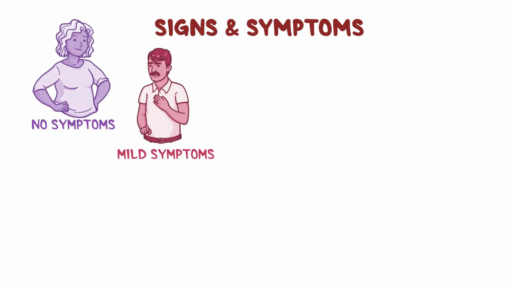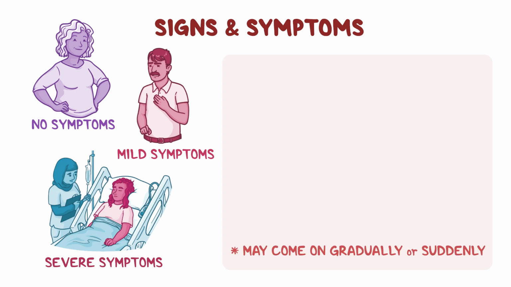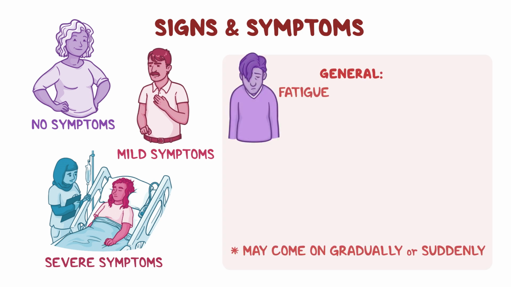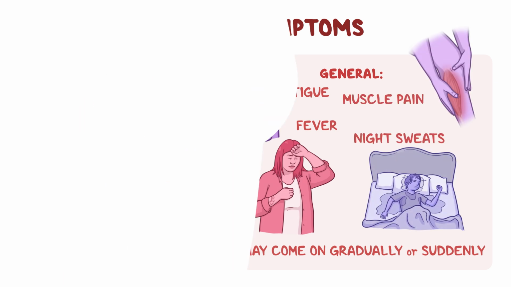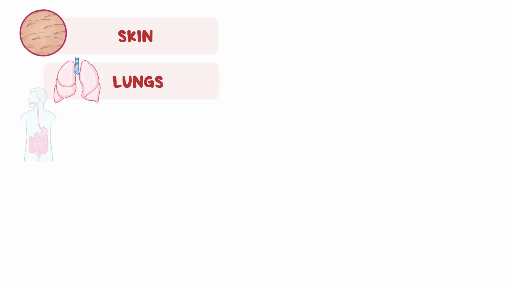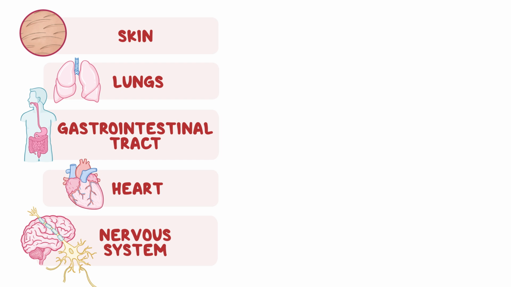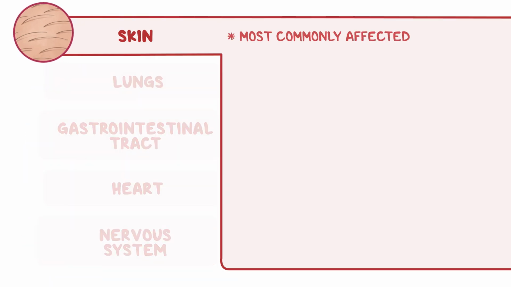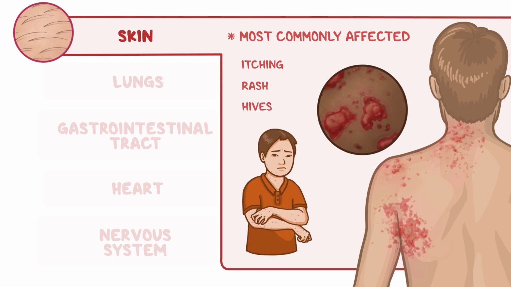Individuals with HES may have no symptoms, mild symptoms, or severe symptoms, like heart failure or stroke. Symptoms may come on gradually or all of a sudden. Symptoms may be general, such as fatigue, fever, muscle pain, and night sweats, or specific to the affected organ, like the skin, lungs, gastrointestinal tract, heart, and nervous system. The skin is the most commonly affected organ, and HES can cause itching, rash, or hives.